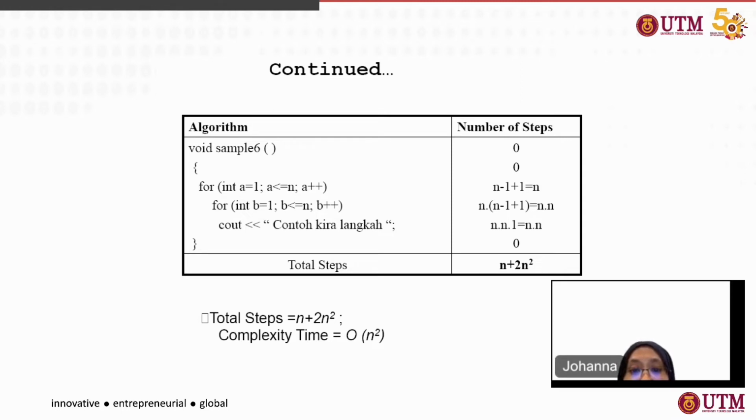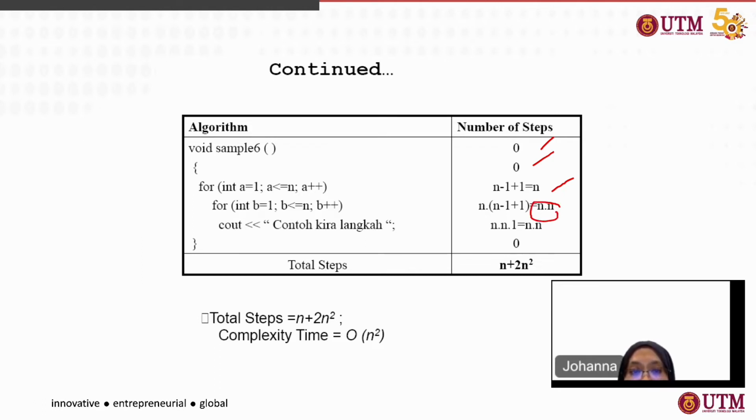Complexity. Now, let's look at the next example here. Here we have 0, 0. Here we have n minus 1 plus 1. Okay, we got n. And then here we got n also. But we need to multiply with n.